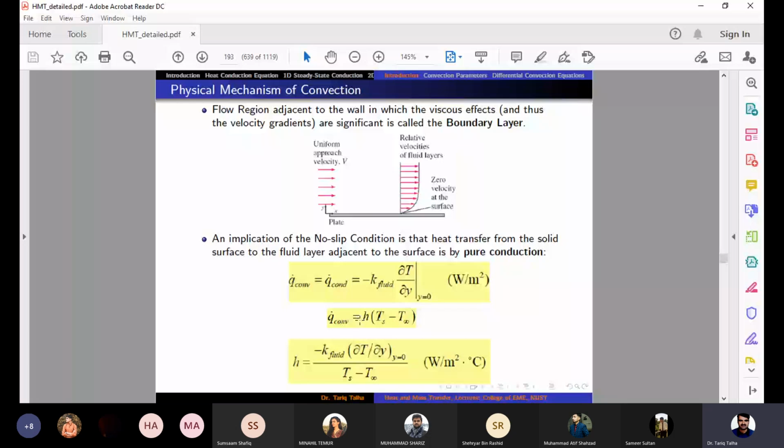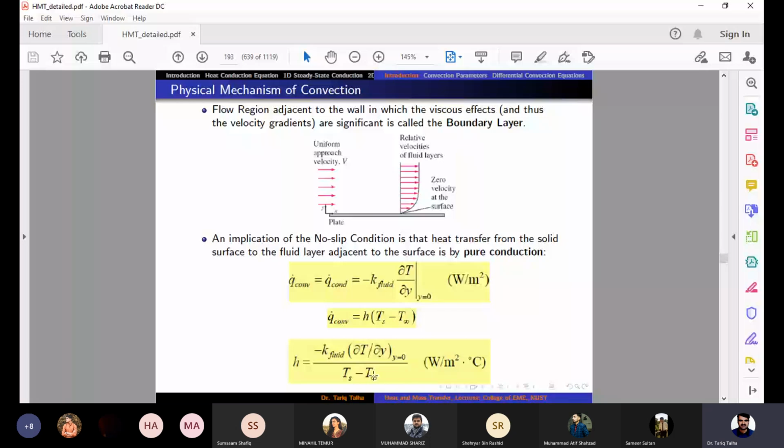So Q conduction would be equal to Q convection. If we apply the balance on the first layer of molecules, we get minus K of fluid into partial T by partial Y at Y equal to 0, where Y equal to 0 is the Y location at this surface, and then Q convection is equal to H into Ts minus T infinity. So from here we can calculate H equal to minus K fluid partial T by partial Y at Y equal to 0, divided by Ts minus T infinity.